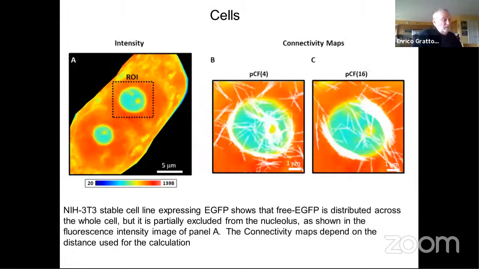And this is an experiment that we've done in cells. So for example, this is NIH 3T3 cells, and I have, this is, I think, the entire cell, this is the nucleus of the cell, and you can see that the molecules in one part can move here, can move there, but only few penetrate into the nucleus.